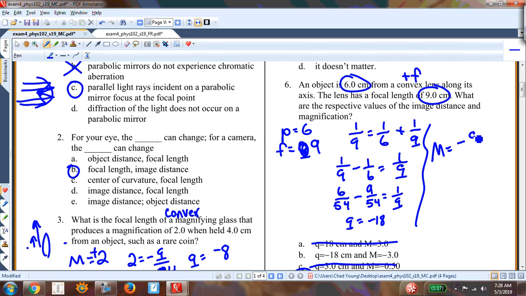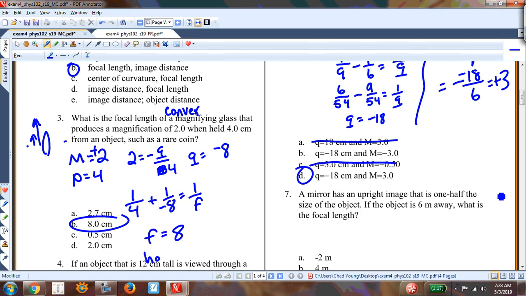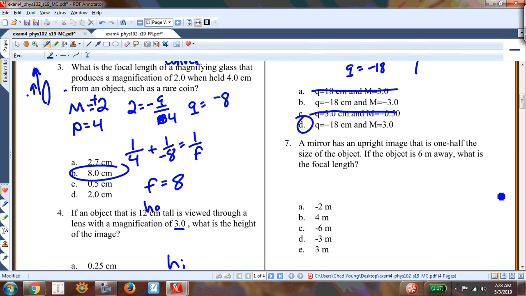So M is equal to negative Q over P. That's going to be equal to negative 18 over 6, which is positive 3. A mirror has an upright image that is 1/2 the size of the object. If the object is 6 meters away, what is the focal length?